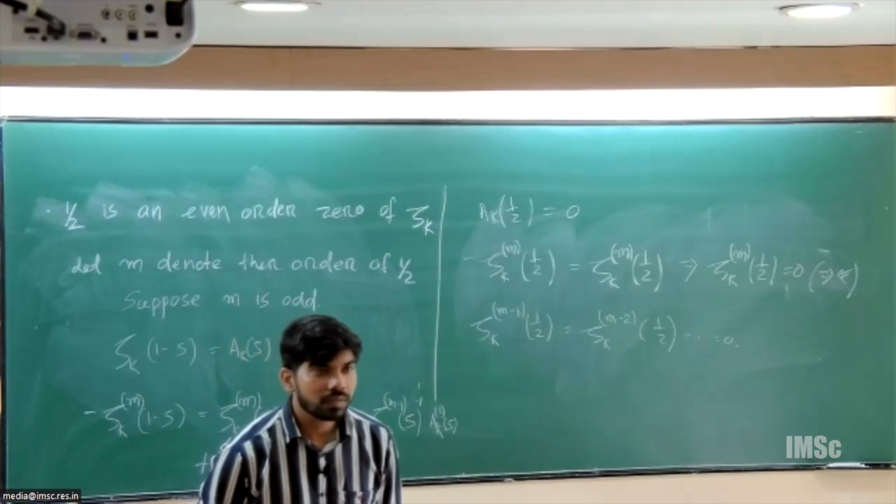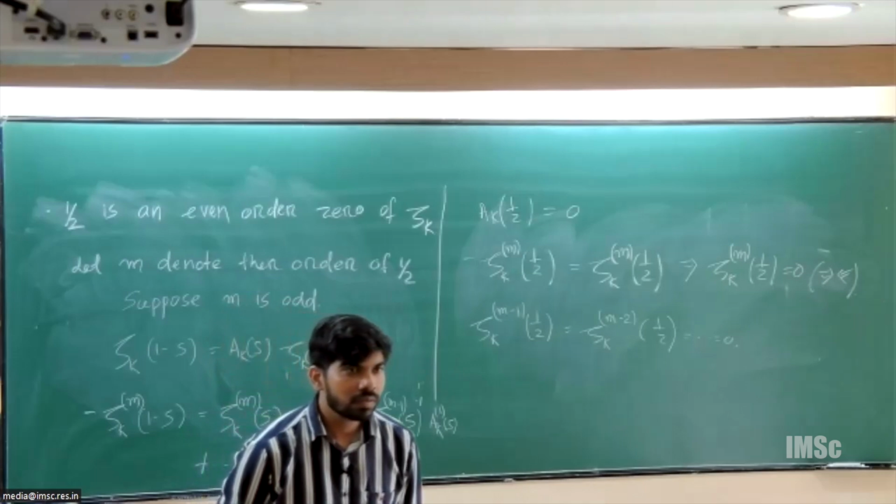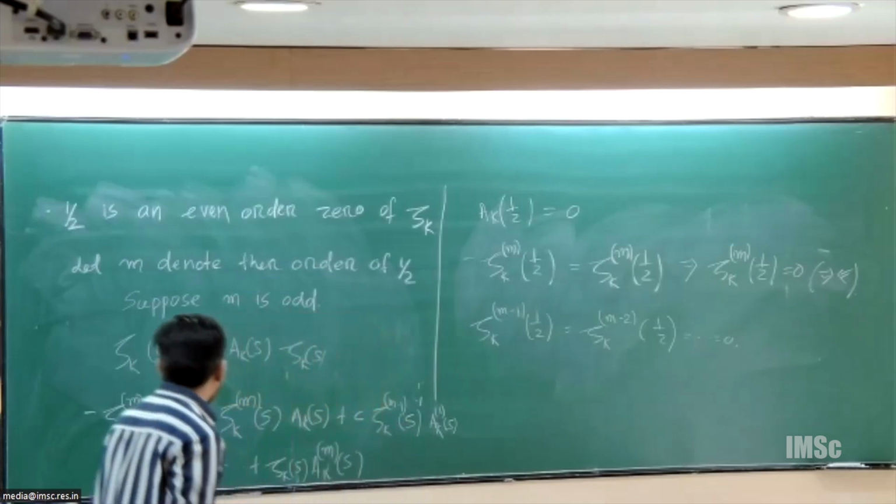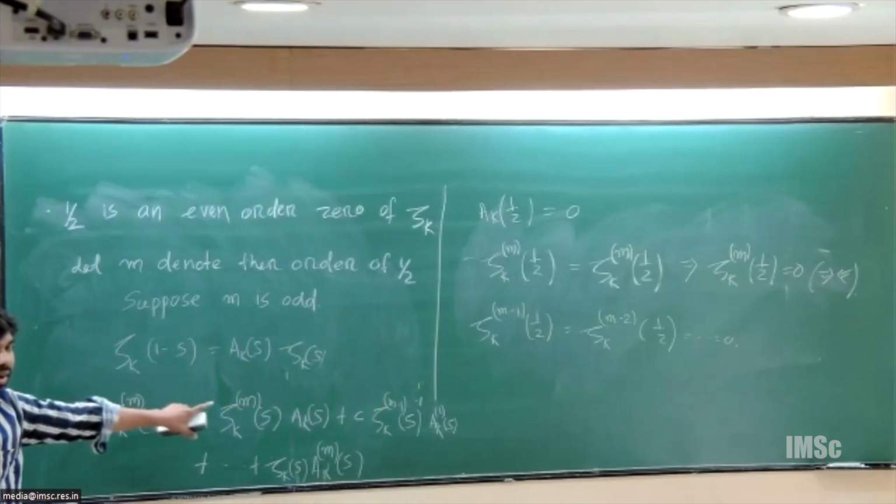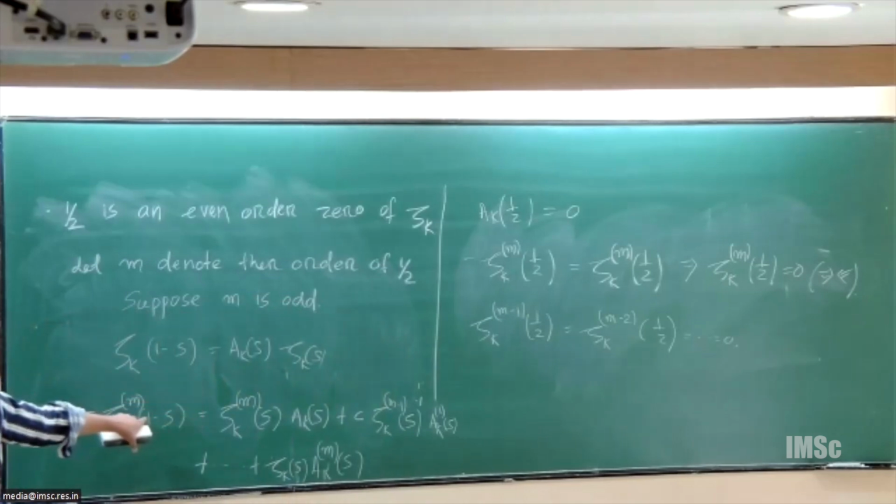What's that? Minus 1. Minus, I have written there. m is odd, right? So minus 1 to the power m will be minus 1. Is it okay?